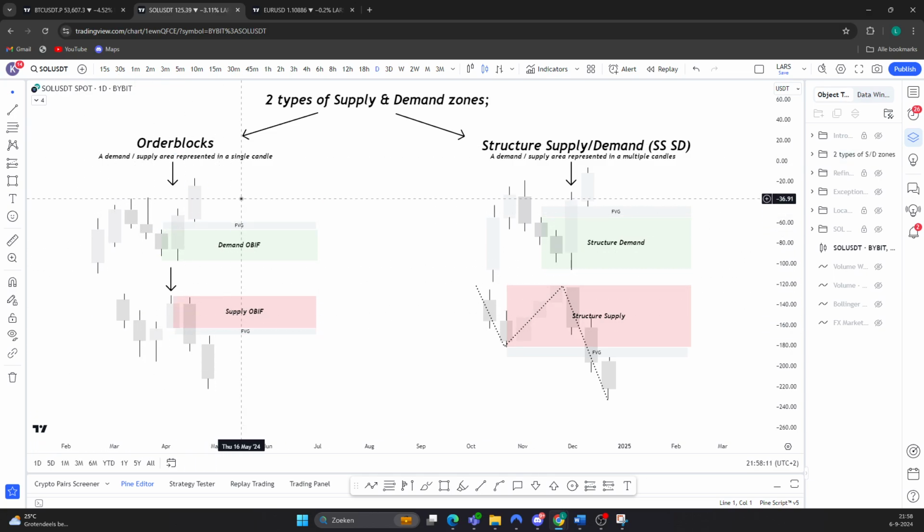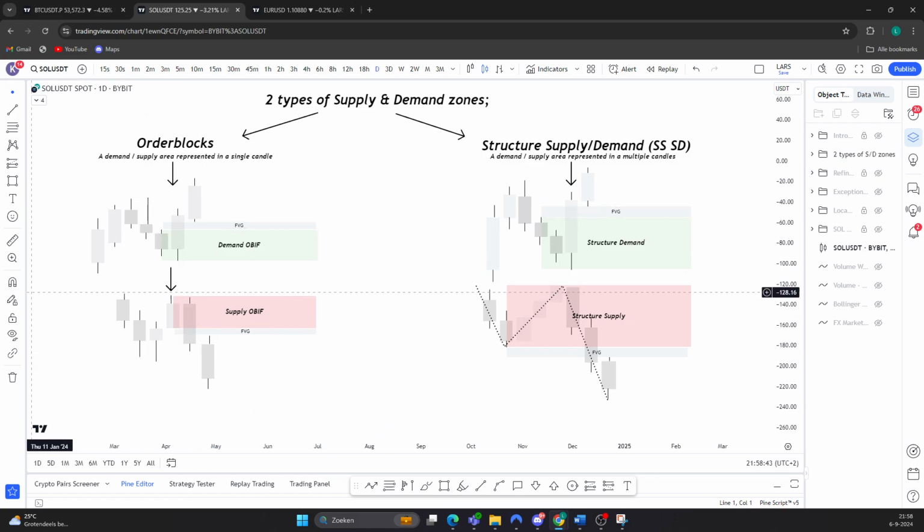An order block is a demand or a supply area represented in a single candle. When we have a bullish order block representing demand, it's going to be the last downwards candle before the expansion away. And when we have a supply or bearish order block, it's going to be the last bullish candle before having the expansion away.